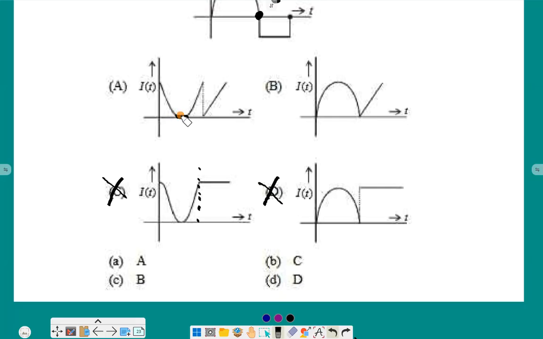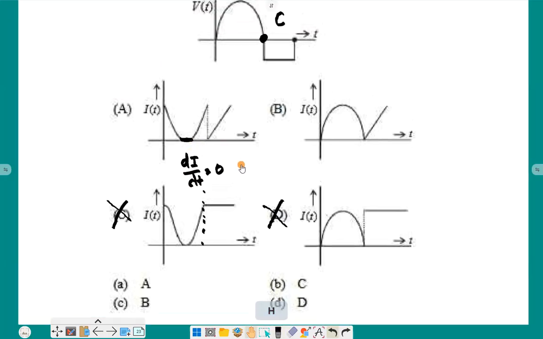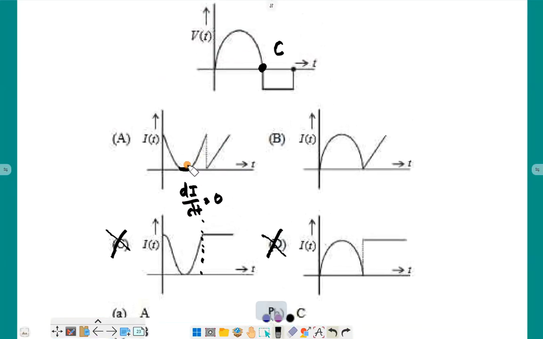If current is constant in this region, then here di by dt will be 0 and potential will become 0. So this region represents the point C here. These are the two connected points here.